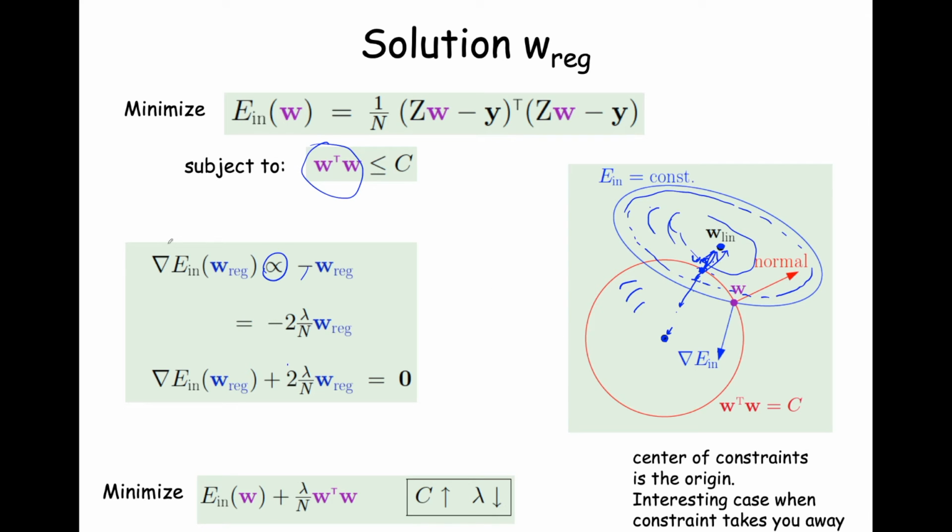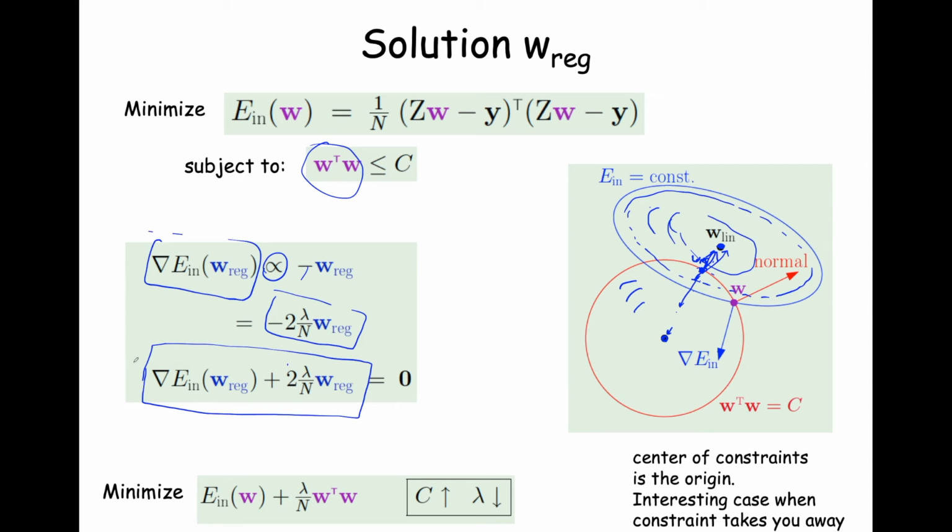So I have my gradient of in-sample error. I have my constraint portion. And now I'm going to do a little bit of algebra. So I'm going to add 2 times lambda upon n W reg to both sides of equality. And I get this expression, the gradient of En W reg plus 2 lambda upon n W reg is equal to 0. Now, if I look at this solution, this looks like it's the result of taking the derivative of something.